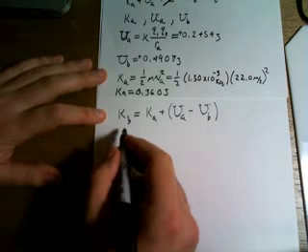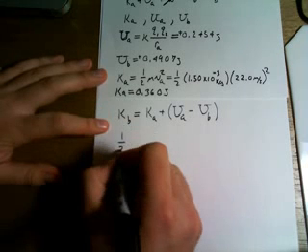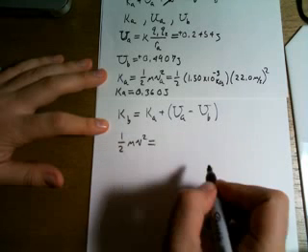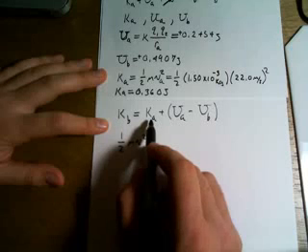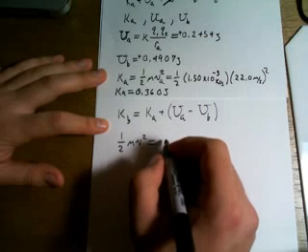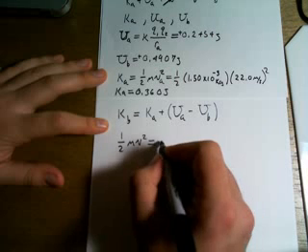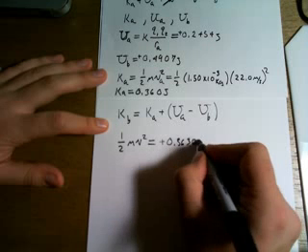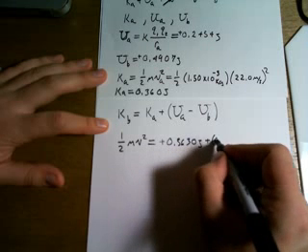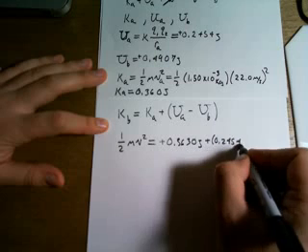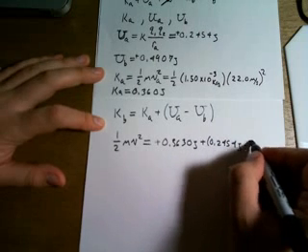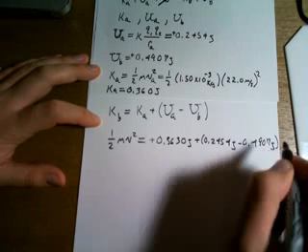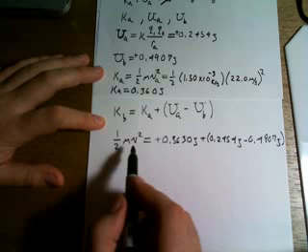And now we know that K sub B is equal to 1/2 mass times velocity squared. And we know the values of all three of these here. We're going to get 0.3630 joules plus 0.2454 joules minus 0.4907 joules. And now we want to solve for velocity.